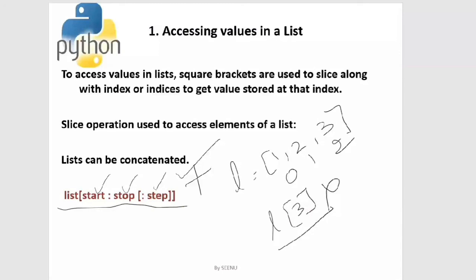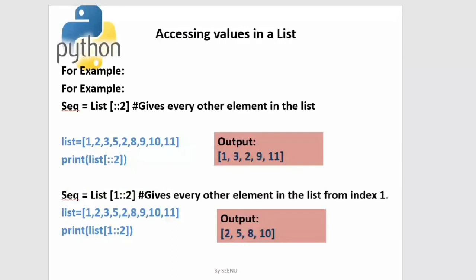All right. So here are certain examples wherein I have shown you how to access the values in the list. This is the first example, and this is the program. The 2 lines shown in blue are the lines of code. That is your entire program. In the list, I have given the numbers 1, 2, 3, 5, 2, 8, 9. To show you that duplicate values can be there in the list, I have given two 2s over here.